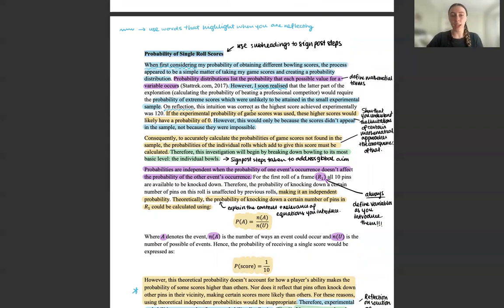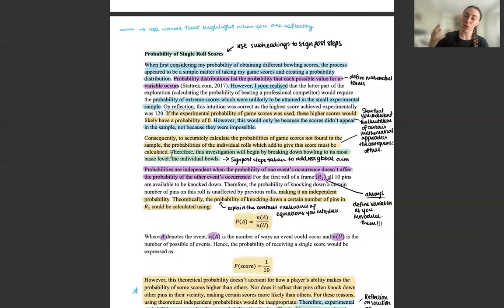No, instead I started by reflecting and saying, well, at first I thought that it would be a simple process of taking my game scores and creating a probability distribution. However, I soon realized that in the latter part of the exploration, where I was calculating the probability of beating a professional competitor, that would require the probability of extreme scores, which were unlikely to be attained in the small experimental sample. So therefore, I'll skip through a few things here, but the investigation will begin by breaking down bowling to its most basic level, the individual bowls.